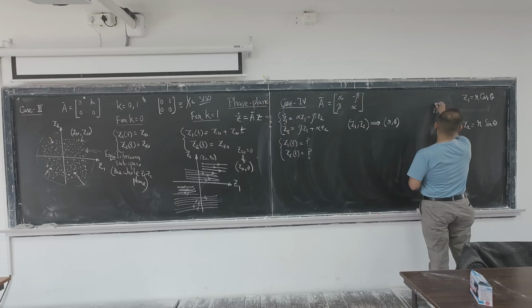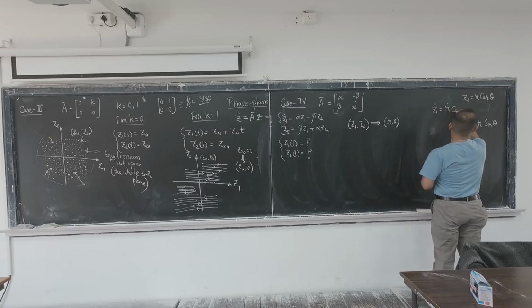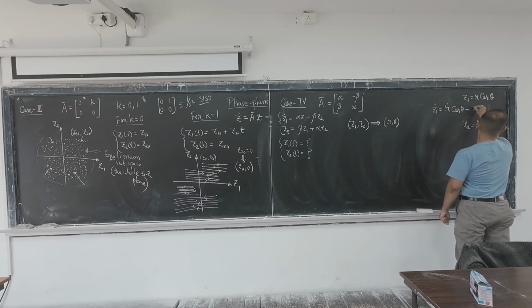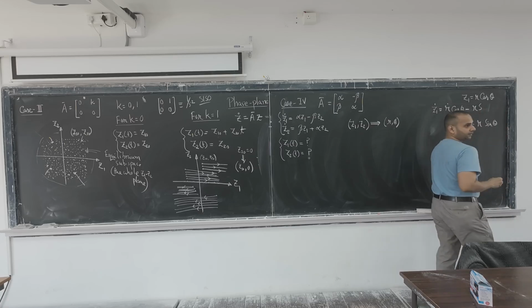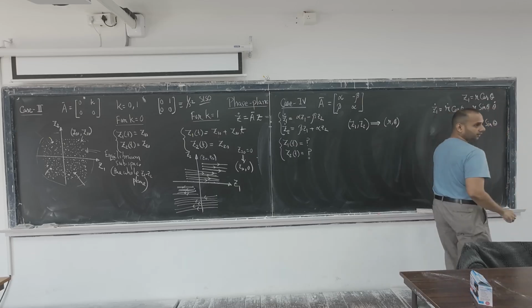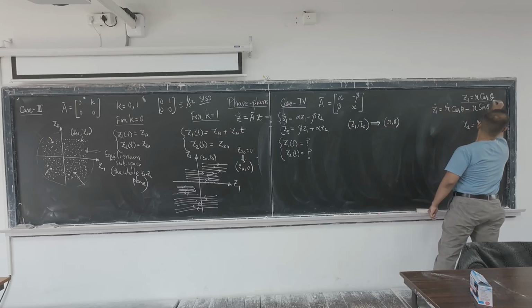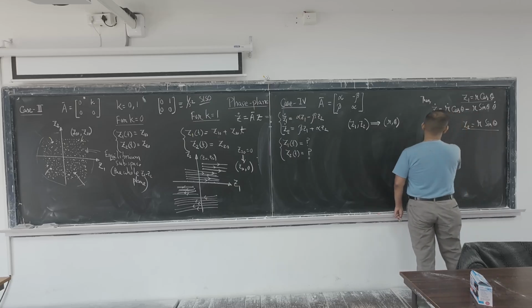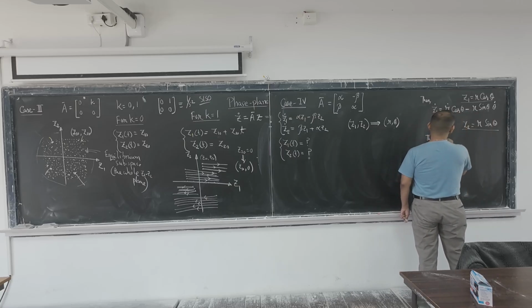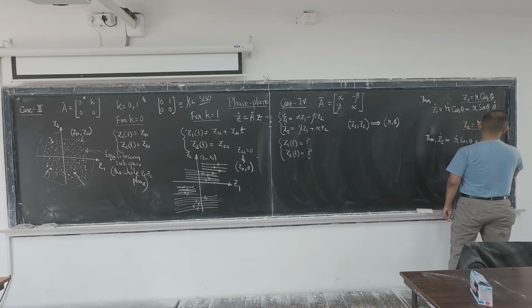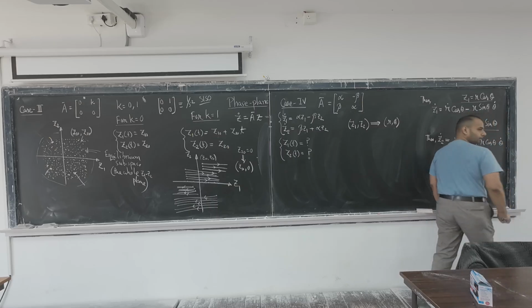My Z1 dot is r dot cos theta minus r sin theta theta dot, isn't it? And Z2 dot is r dot sin theta plus r cos theta theta dot, right?